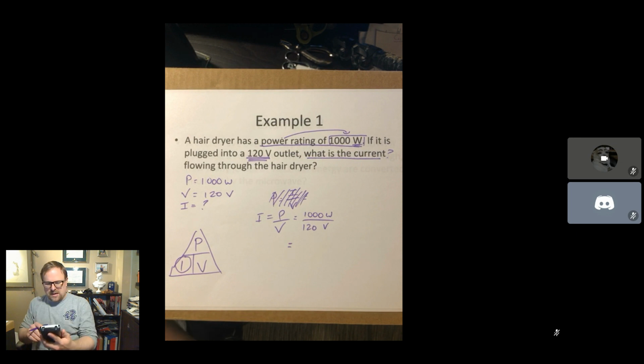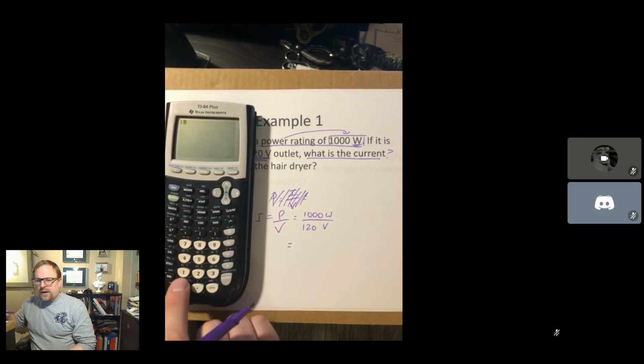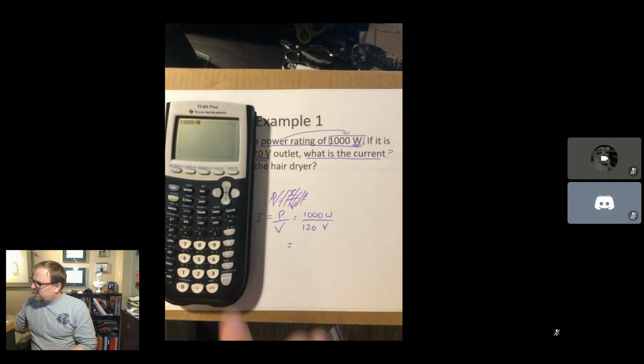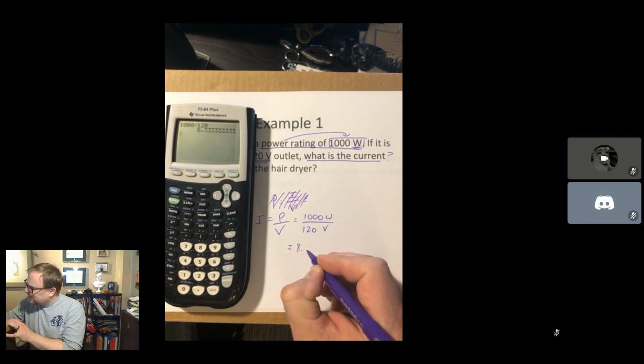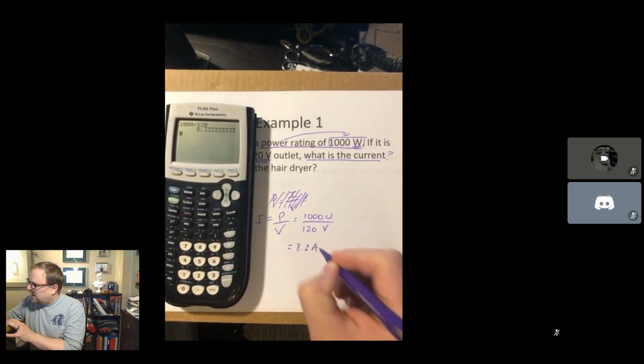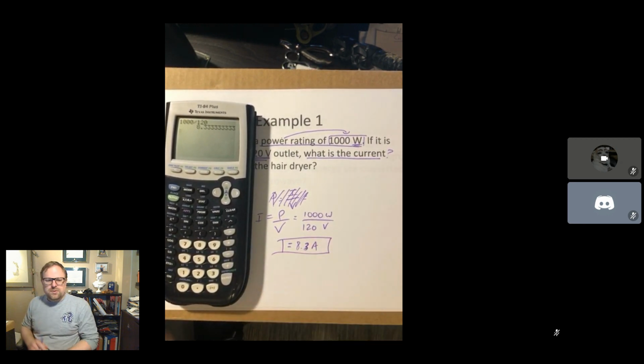Okay, got my handy dandy calculator. I'll put it up here so you guys can see what I'm doing. We'll do 1,000 watts divided by 120 volts. And that is going to give us, I'll do it to 1 decimal place, 8.3 amps. That's a really terribly drawn 3. And then I like to put a box around the answer so then I know that that's where I'm at.